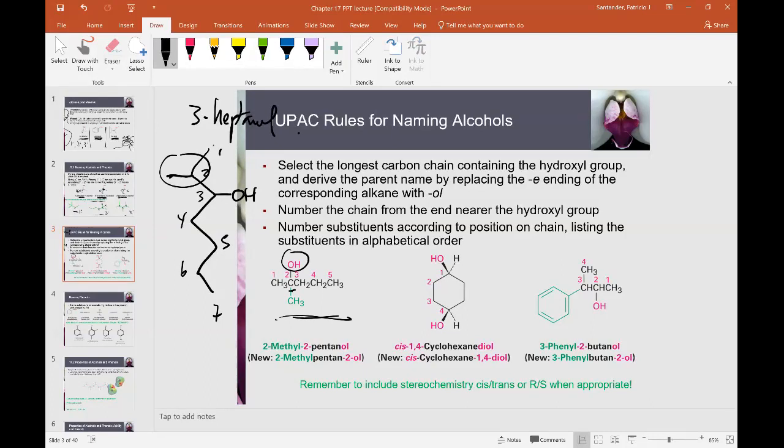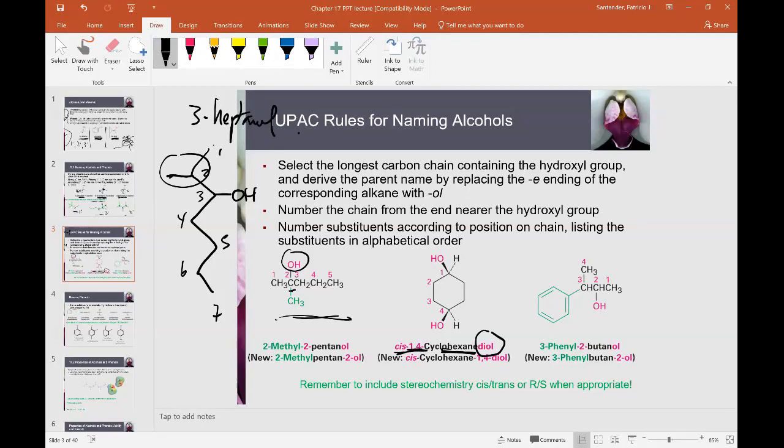How about if we have more than one OH? In that case, the compound will be called a diol, right? If the base compound is a ring, it will be cyclohexane diol, because we have two OHs in the compound. And also we will need to indicate the relative stereochemistry of those groups.